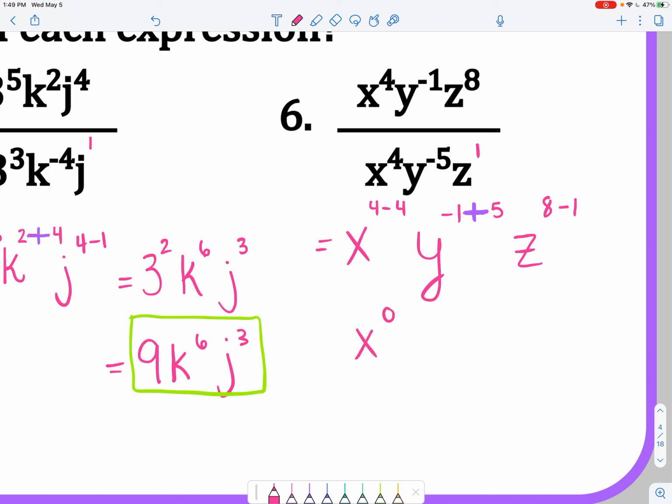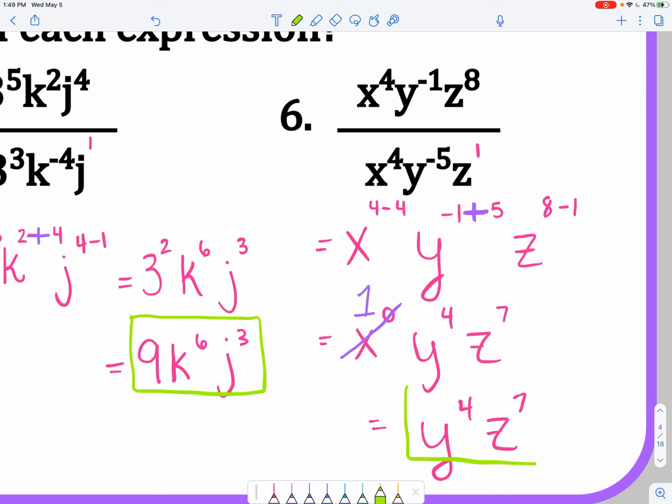This is going to give me x to the power 0 times y to the +4 times z to the +7. And anything to the power of 0 is understood to be a coefficient of 1. And I don't need to write that in, so I can just write my answer like this.